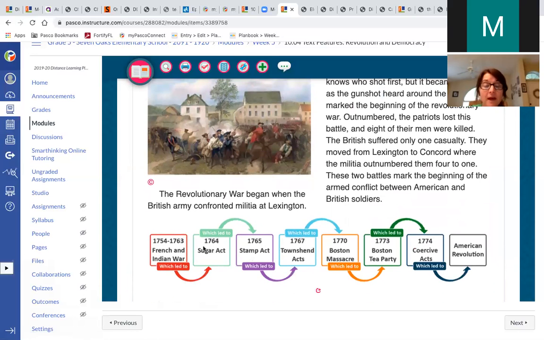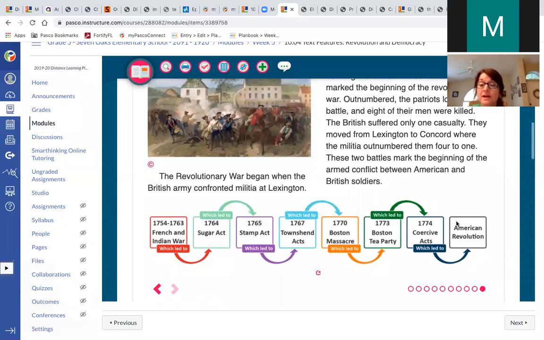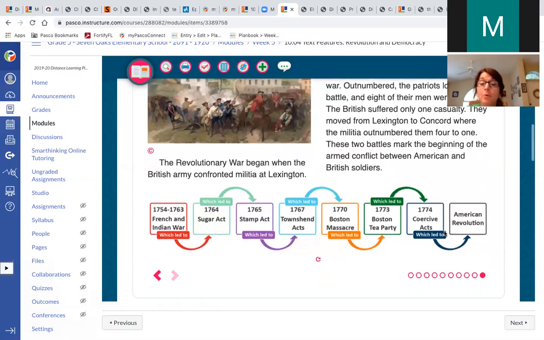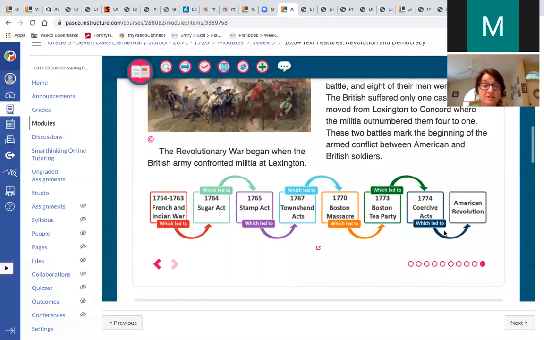And then down here you have this timeline, but it's like a cause and effect timeline because it tells you at the beginning, in 1754 to 1763, the French and Indian War was what started it, and then it led to the Sugar Act, which led to the Stamp Act, which led to the Townshend Acts, and then the Boston Massacre, leading on to the Boston Tea Party, and then eventually those coercive acts, and that ultimately led to the American Revolution. So it gives you the timeline and those important dates there, and the causes.